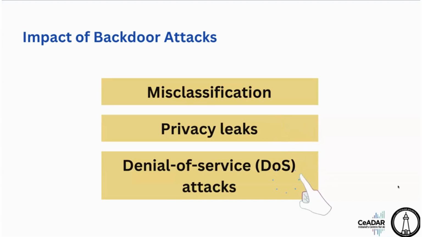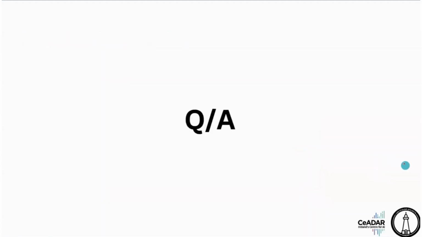And next is denial of service. Denial of service is also a backdoor attack, which makes the model crash or perform very badly. That means the level of accuracy goes completely down, say for example from 99% to 10% or something like that. That means our entire prediction went wrong. That's the denial of service attack.